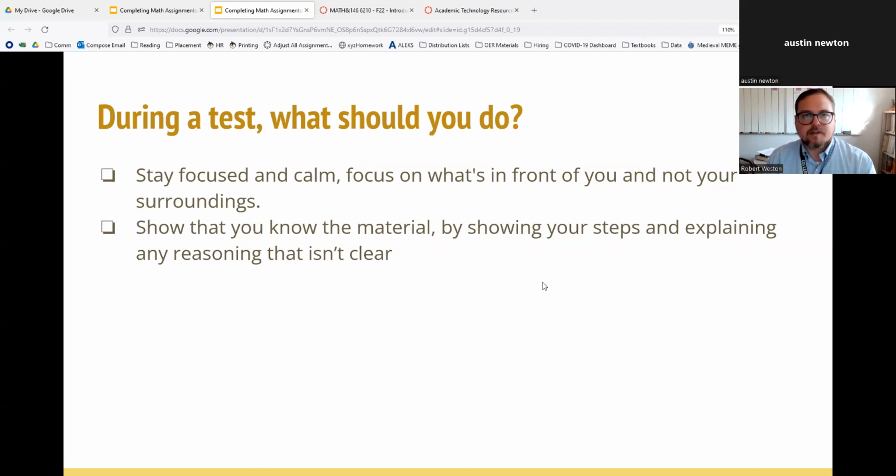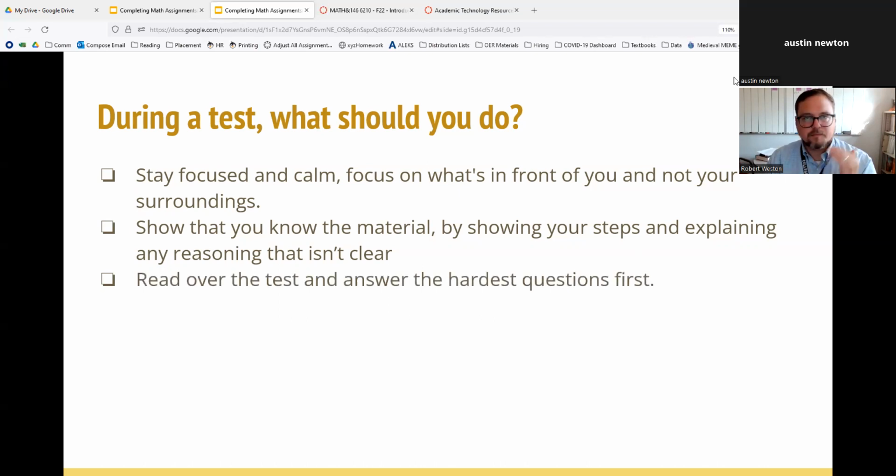Your exams should not be the first time you do this. Your exams should be the 100th time you do this in order to demonstrate that you know the material. And you can't do that unless you've been practicing before, right? You've been taking notes, you've been doing homework, you've been writing out your own work, even if your homework is through an online homework system.